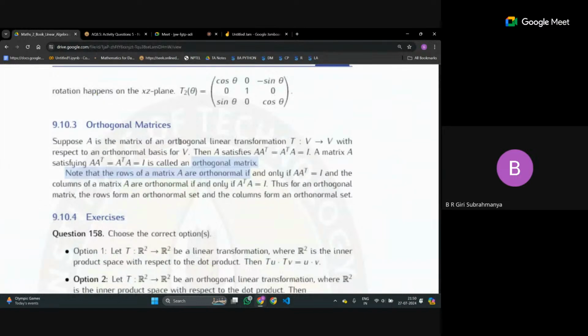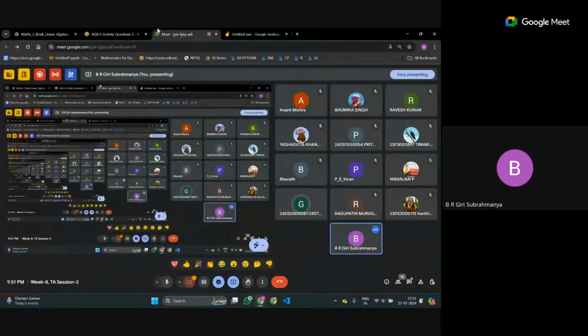Now if A is the matrix representation with respect to an orthonormal basis for an orthogonal linear transformation, then this matrix will satisfy this. Clear? That is, if A is the matrix representation with respect to an orthonormal basis for an orthogonal linear transformation, then matrix A will be an orthogonal matrix. And the vectors should be an orthonormal set of vectors, right?